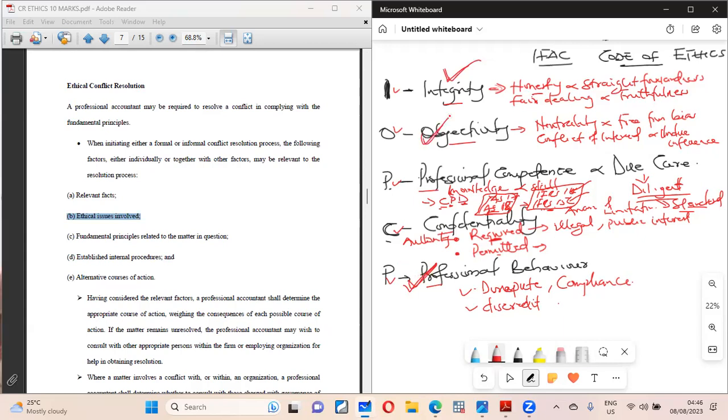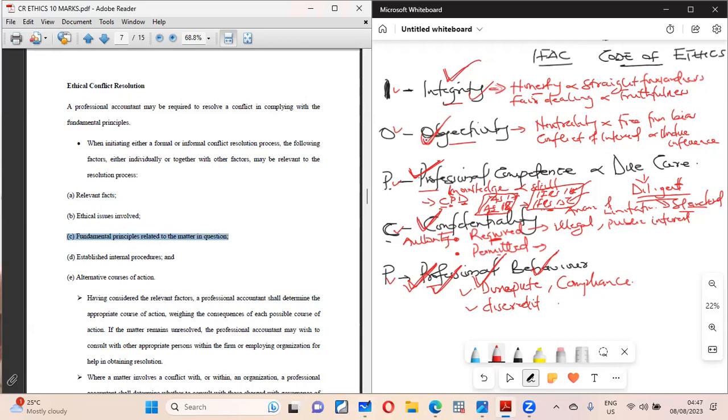Anytime you see an objectivity problem, which means the person is biased, something he's doing can discredit them, and therefore professional behavior also comes in. Anytime the person is not exhibiting professional competence, it means that at the end of the day, there is a problem of integrity, and therefore professional behavior also comes in. Anytime somebody has not kept things confidential and has used it for his personal advantage, the person wasn't honest, and therefore professional behavior also comes in, and even integrity. So they are all interrelated. Please be able to fish them out. Look at the facts in the question, then look at the issues involved.